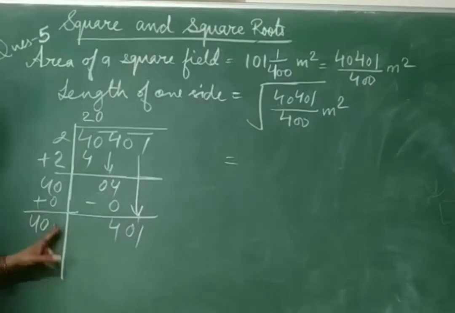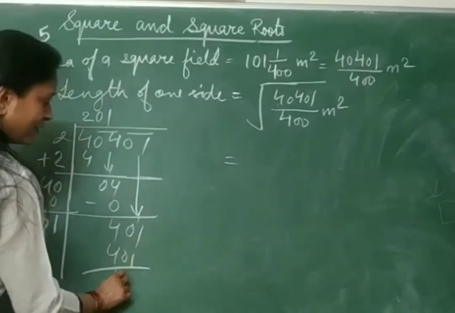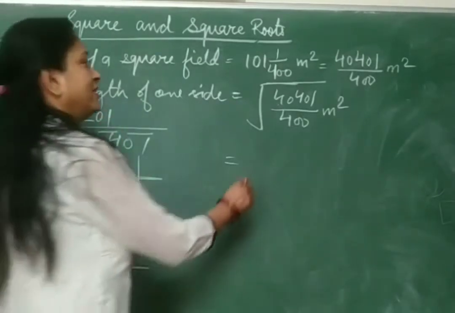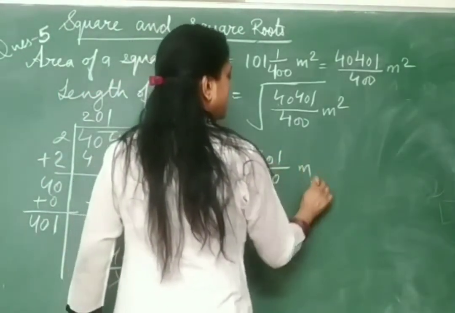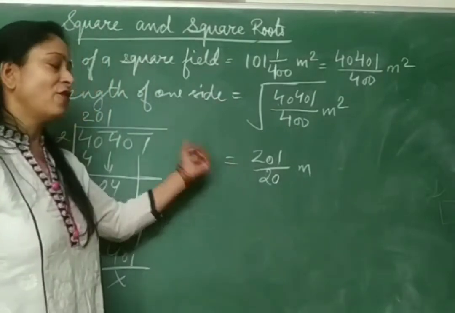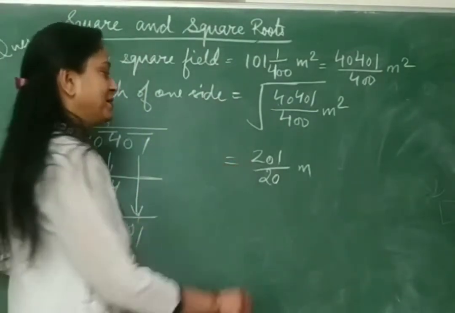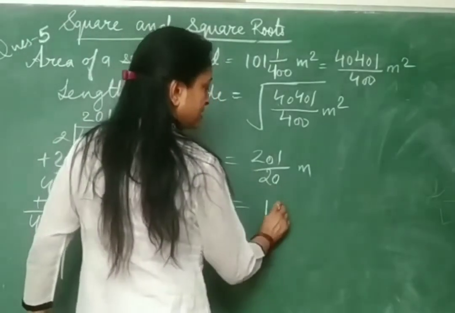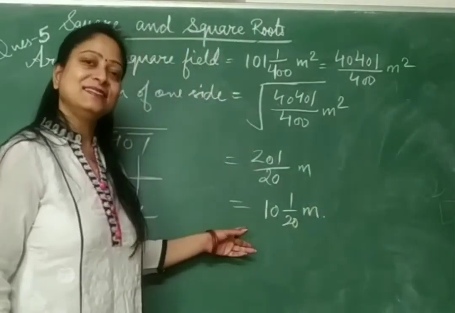Now I have to place one number over here, that is 1. 401 ones are 401. Okay, so the square root of 40,401 is 201. 201 divided by 20 meter is the length of one side. Now convert this improper fraction into a mixed number. So I am getting 10 20s are 200, 1 by 20 meter is the answer.